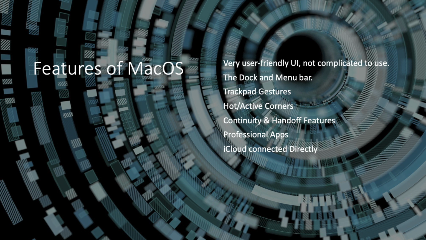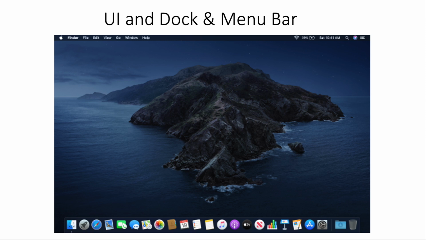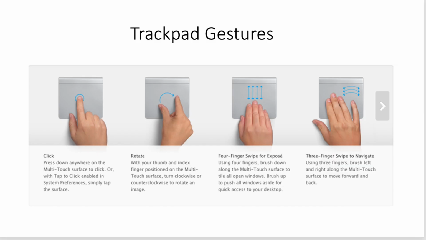There are a lot of features in macOS, and here are some of them that I'm going to describe in the following slides. Here you can see the user interface, pretty simple, not complicated. You can see the menu bar up top. Windows doesn't have that, but Mac does. And at the bottom you can see the dock. And here are the trackpad gestures that you can activate and set up. You can use multiple fingers to do different tasks.